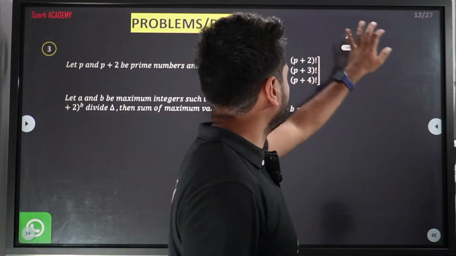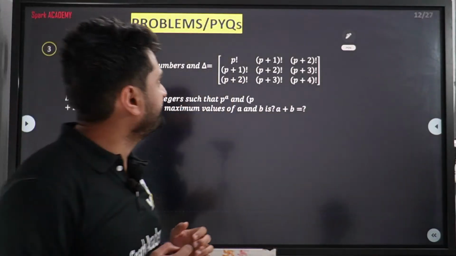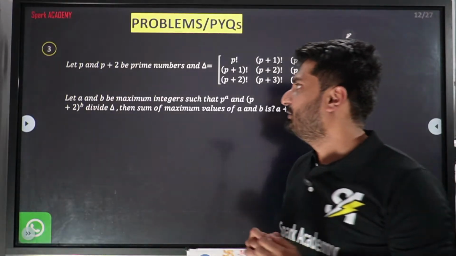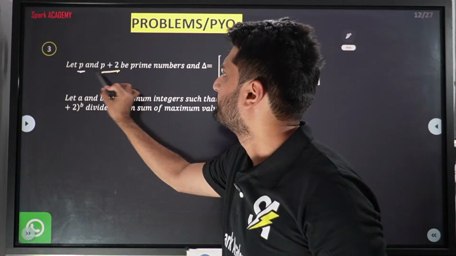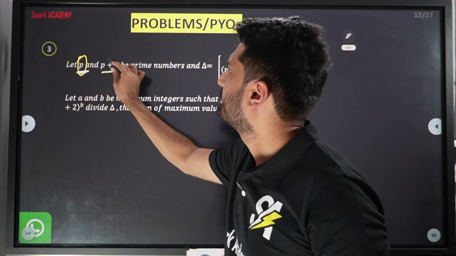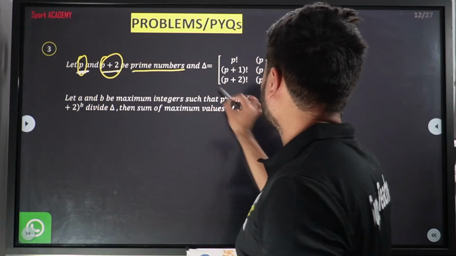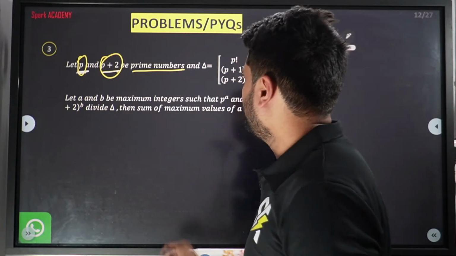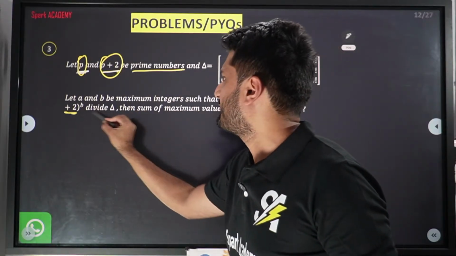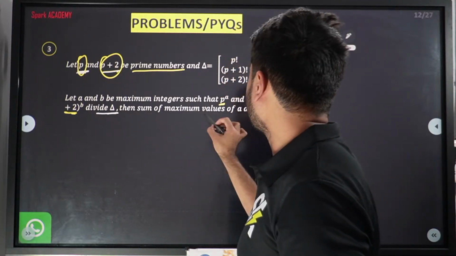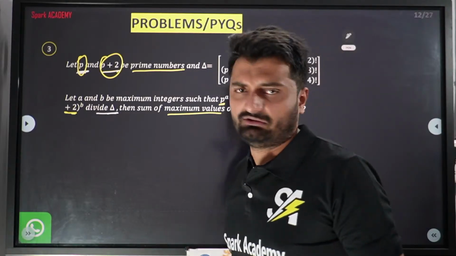Next, now this is another very good question amma. So ee question lo entante they gave you a delta value. So ikkada emannaru p and p plus 3, p plus 2 are two prime numbers and delta kuda oka p form lo icharamma. And a and b are the maximum integers such that p power a and p plus 2 power b divide delta, then the sum of the maximum values of a and b or A plus B is equal to an adigaru.